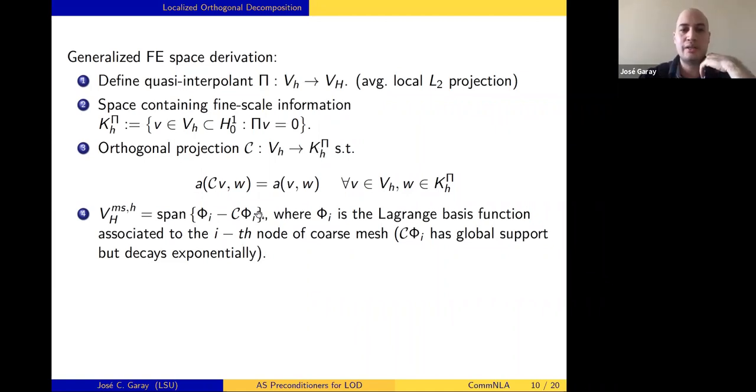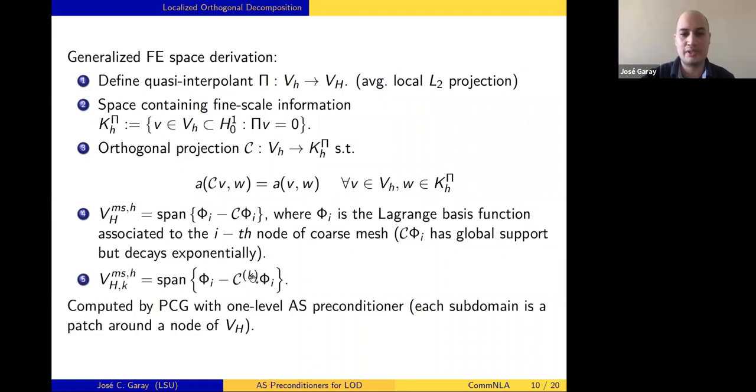Now, these are ideal corrections, and they have global support, which is not good computationally. I mean, they provide the smallest error, but they have global support. But the good thing is that they decay exponentially. So basically, what we do is we replace these corrections by localized versions of these corrections.